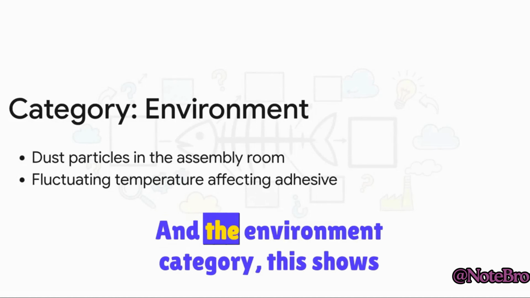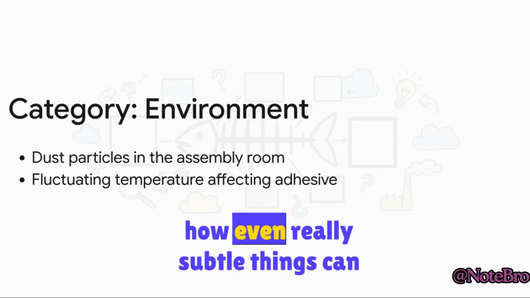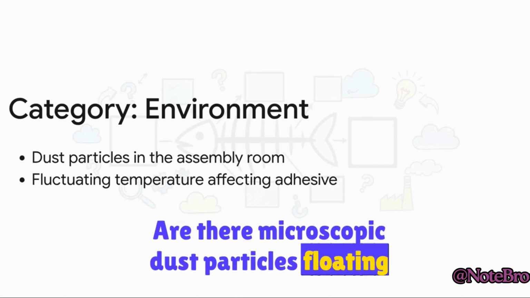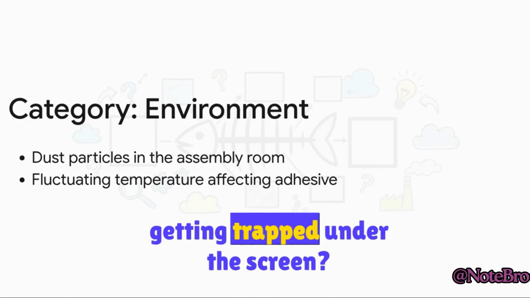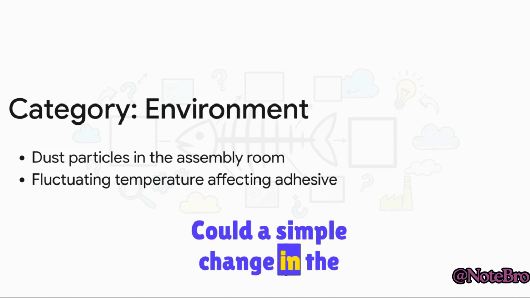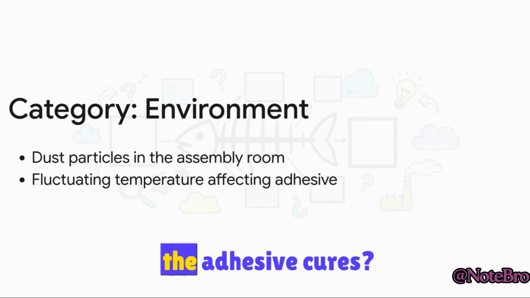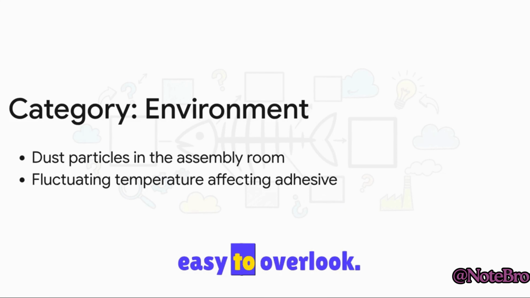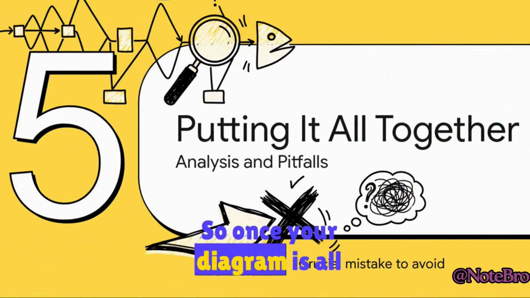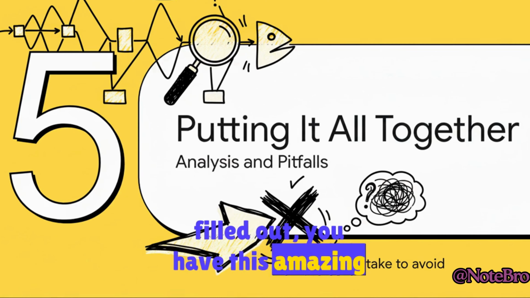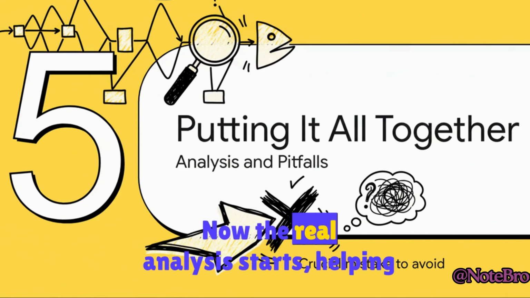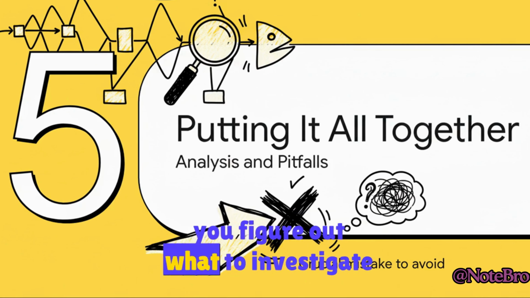And the environment category, this shows how even really subtle things can have a huge impact. Are there microscopic dust particles floating around the assembly room that are getting trapped under the screen? Could a simple change in the room temperature be affecting how well the adhesive cures? I mean, these are all totally valid potential causes that are so easy to overlook. So, once your diagram is all filled out, you have this amazing visual map of every potential root cause you can think of. Now the real analysis starts, helping you figure out what to investigate first.